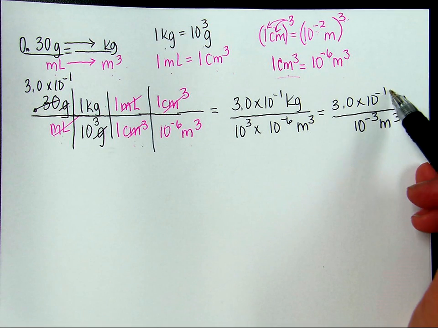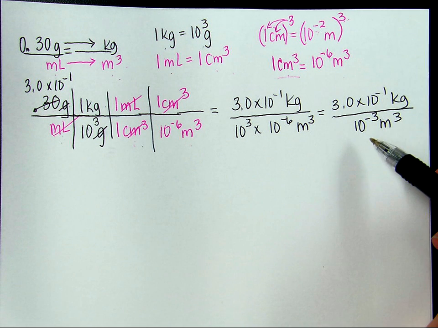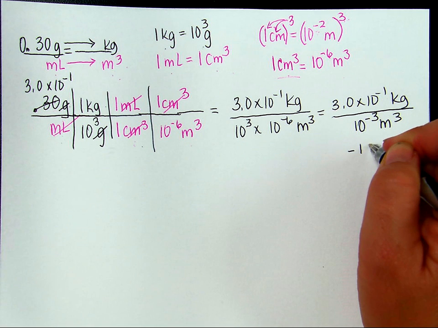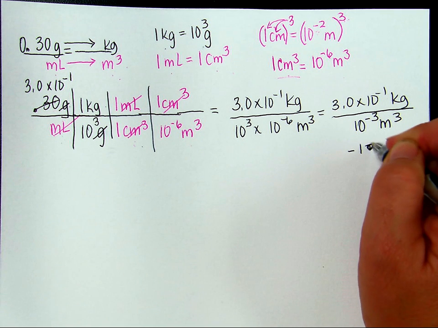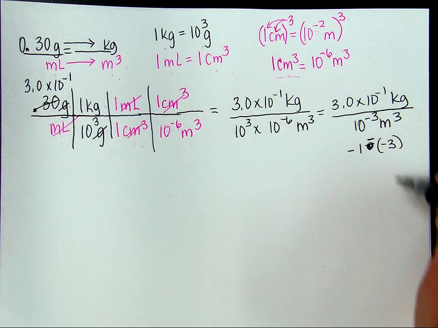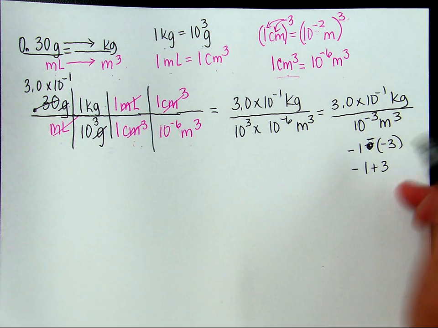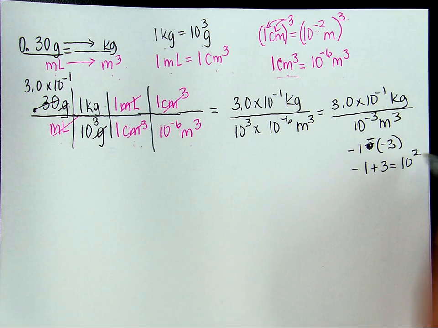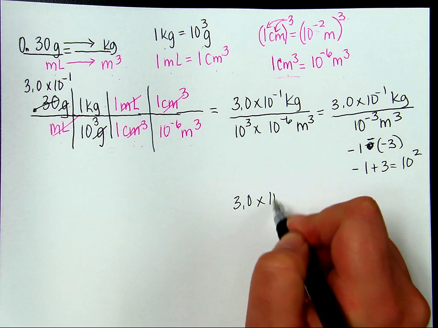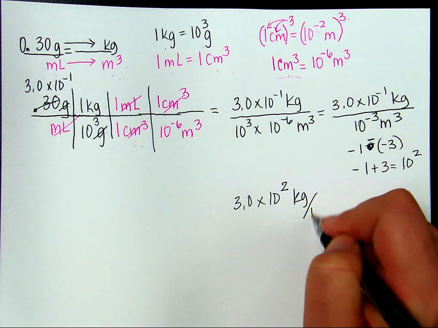Now I'm ready to deal with my numerator and my denominator. I have 10 to the minus 1 divided by 10 to the minus 3. So we take negative 1 minus negative 3. And minus a negative is a positive. So you have minus 1 plus 3, which is going to be 10 to the 2. So my final answer is going to be 3.0 times 10 to the second kilograms per meters cubed.